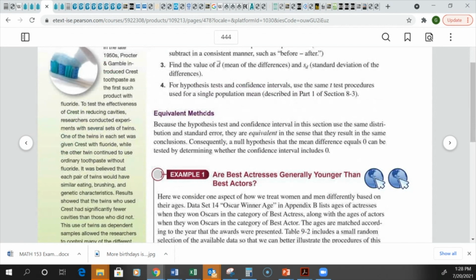Equivalent methods. Remember, proportions do not always have the same result when you use a confidence interval method. But means and standard deviations and variances do. You can use the hypothesis test, the p-value method, you can use a confidence interval, you can use a critical value method, whatever, they will all get the same result.